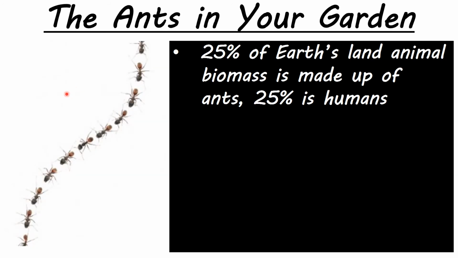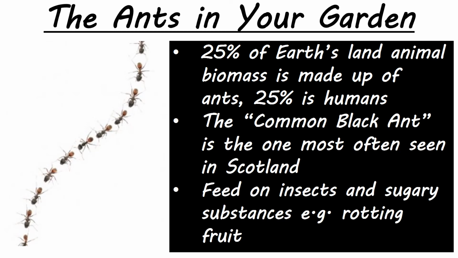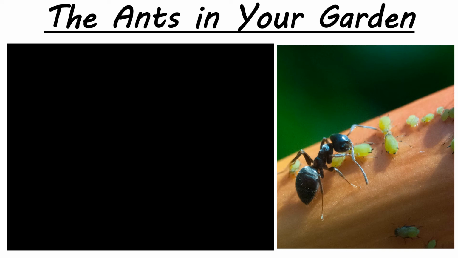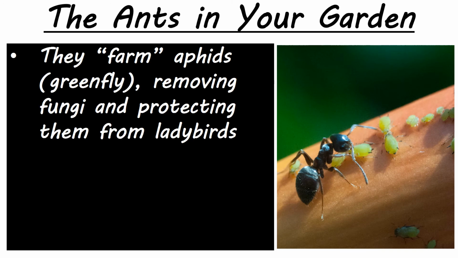So that's bees. Ants, just to give you some ant facts. 25% of the Earth's land animal biomass is made up of ants. So they're very small, but in terms of mass, if you were to pile them up, it would be about the same as humans. And the one we see in Scotland is the common black ant, and they will feed on other insects and also sugary substances, like rotten fruit. And obviously, you know, they'll come into your house and get whatever they can. And something they do, which is again pretty smart, is that they farm aphids. So these are greenfly.